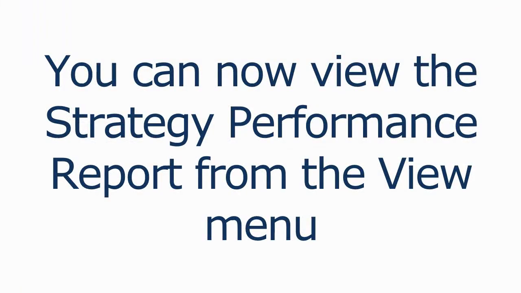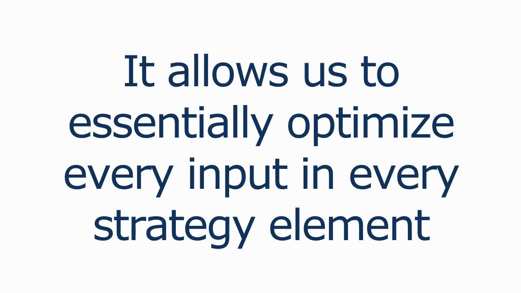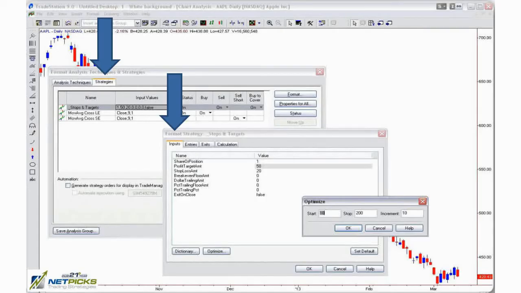You can now view the strategy performance report from the View menu, and then you can see how your strategy performs. And odds are that it's not going to be perfect, because not every strategy is going to work the same way on every instrument and time frame. You're going to need some sort of tweaking. And fortunately, Tradestation gives us really powerful tools to do this. It allows us to essentially optimize every single input in every strategy element. Now, I think this makes it easy to see how easy it is to optimize a strategy.